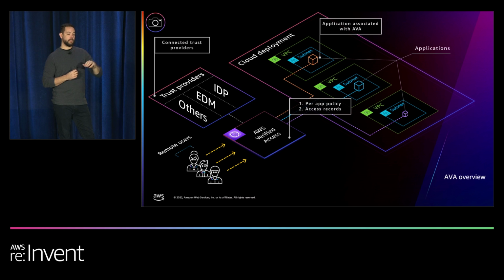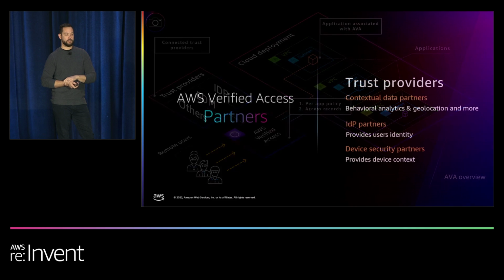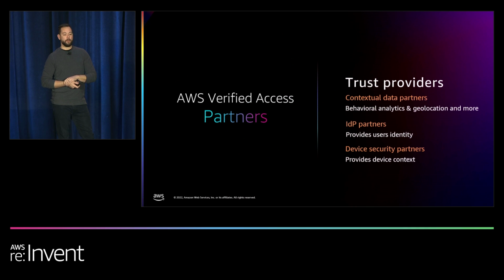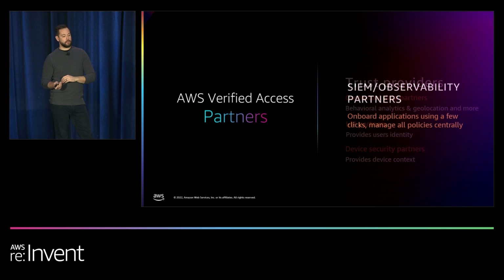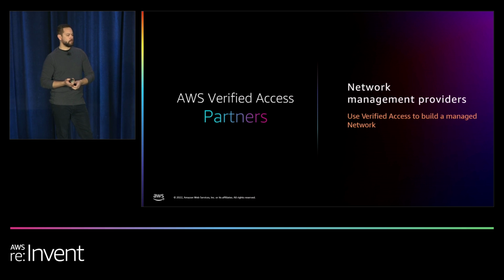Now, on the side here, you can see that we're integrating with trust providers for things like IDP, EDM, and others. So we've got trust providers that work directly with Verified Access, and that's a big part of the story around Verified Access. Our integration with trust providers includes contextual and data partners, IDP partners, and device security partners. We've integrated with SIEM and observability partners. And lastly, which I think was an interesting one, network management partners like Prosimo.